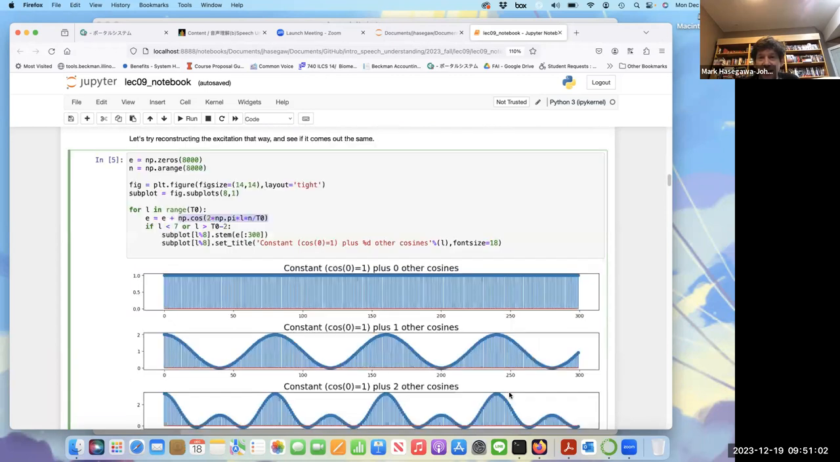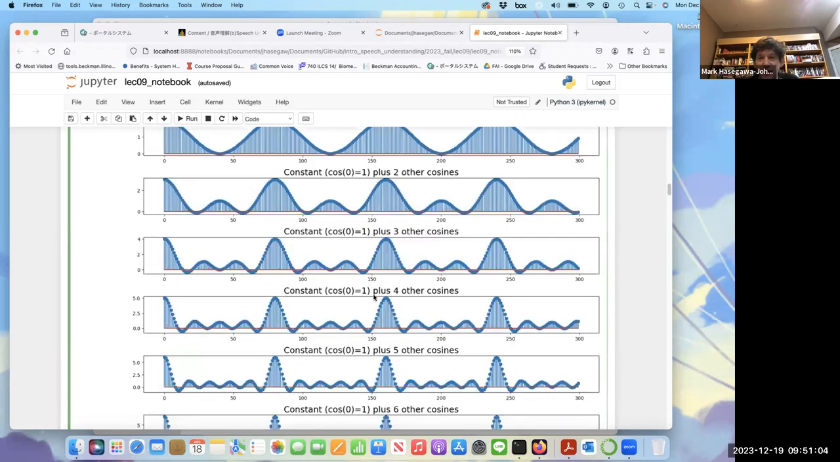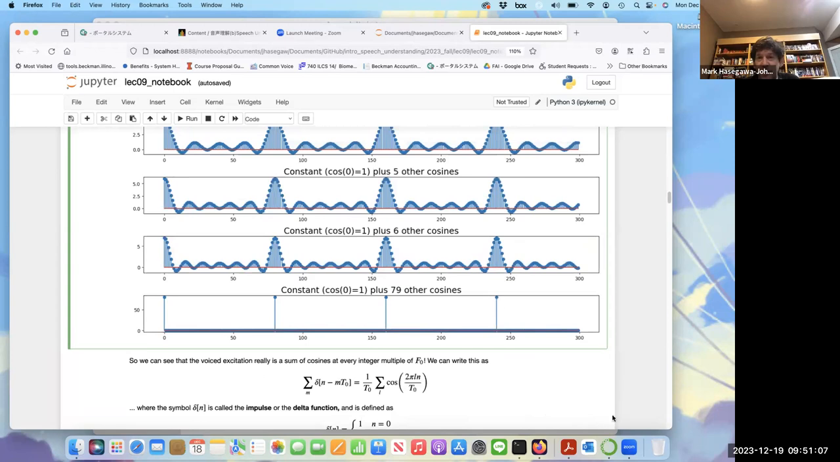It's basically saying that the excitation can be constructed, even though the excitation has such a simple form in the time domain, it's exactly the same thing as if we added together all of those cosines.